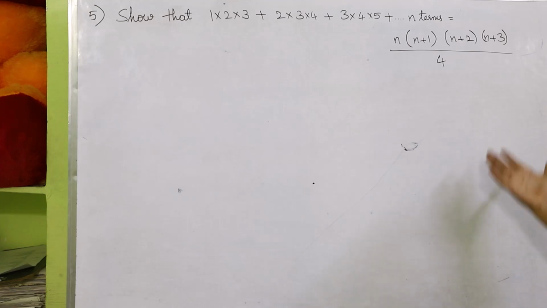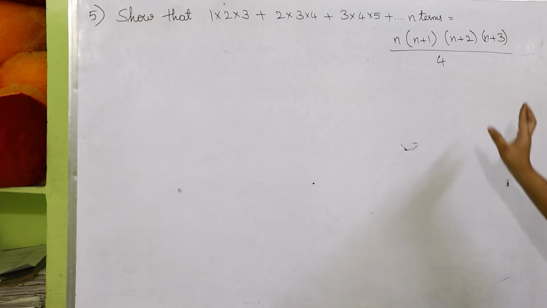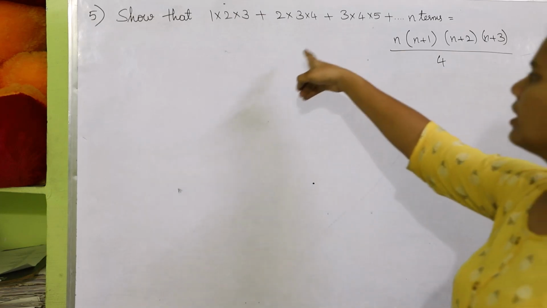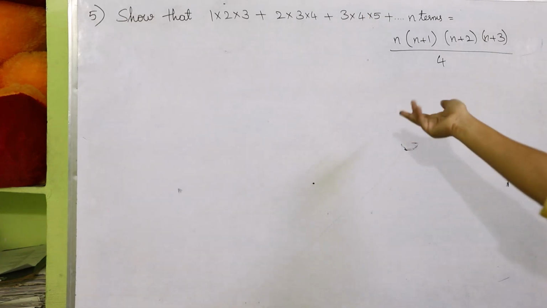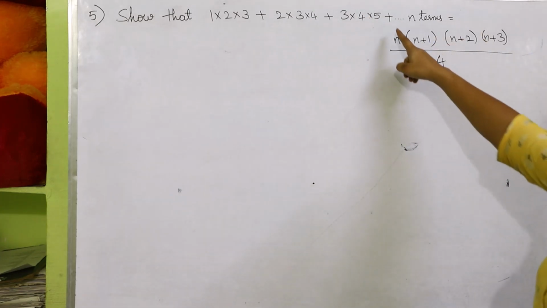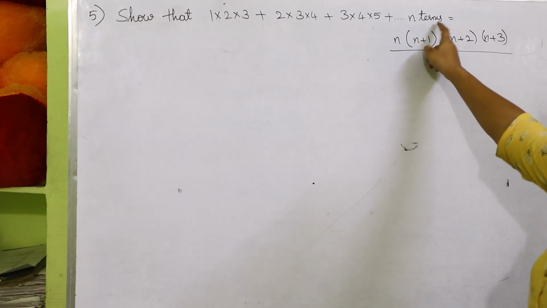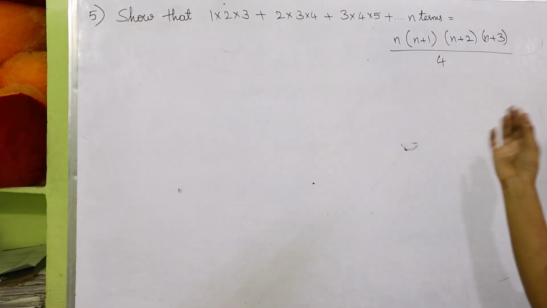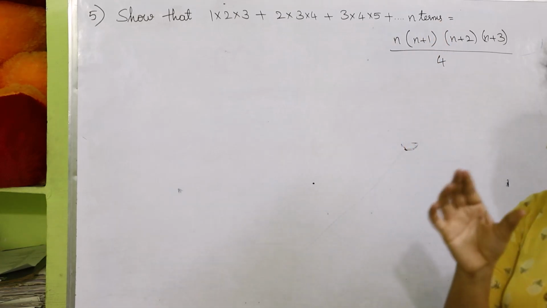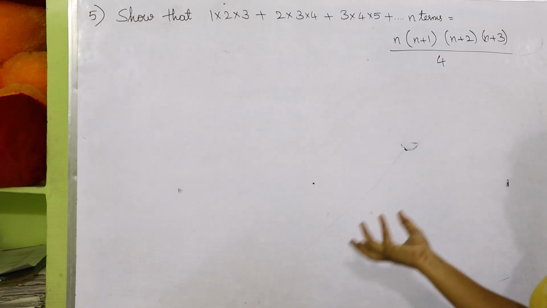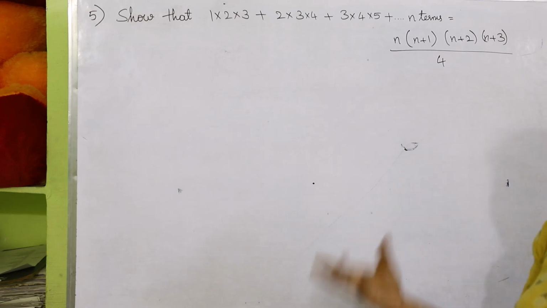it goes until n terms, which is equal to n into n plus 1 into n plus 2 into n plus 3 by 4. Guys, this is the given one where 1 into 2 into 3 plus 2 into 3 into 4 plus 3 into 4 into 5 plus till n terms. They haven't given the n value, the nth term value.